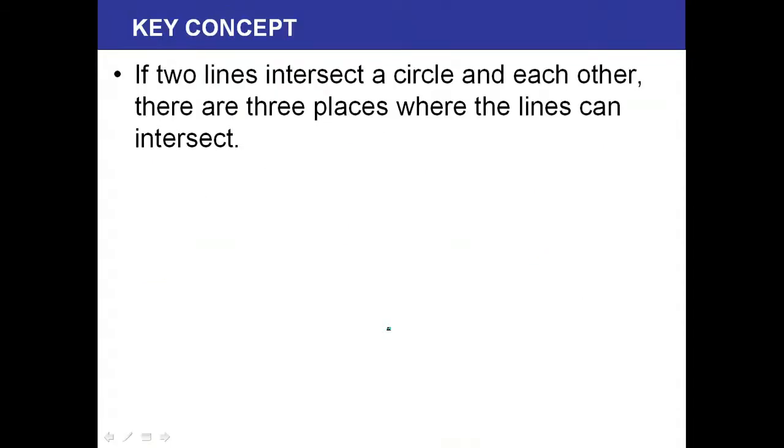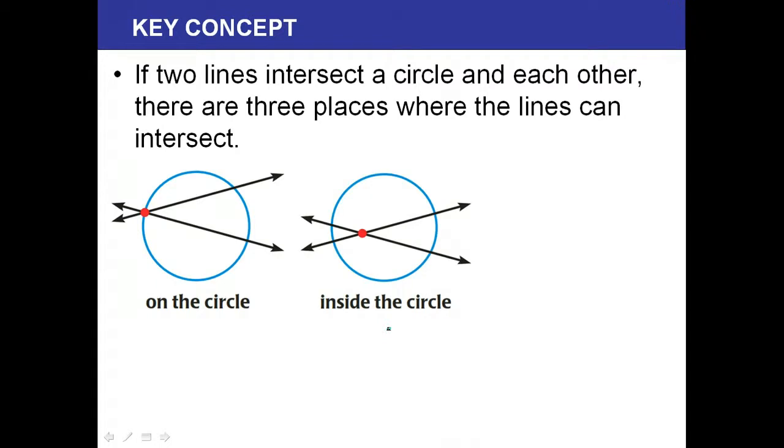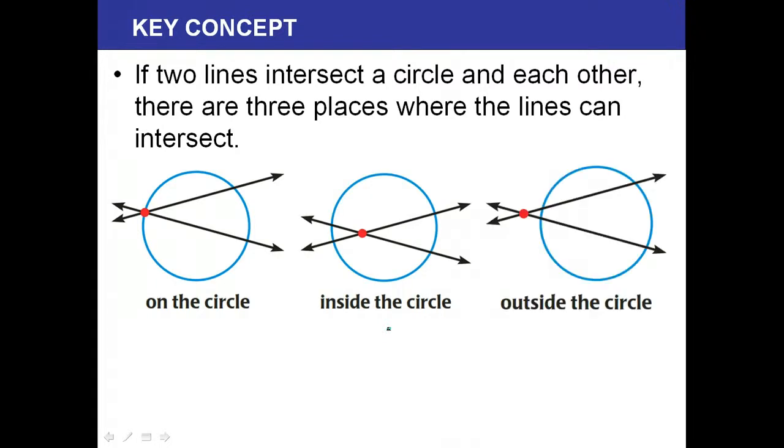If two lines intersect a circle and each other, there are 3 possible places where the lines could intersect. They could intersect right on that circle. If they do intersect on that circle, we already know the relationship between the angle and the arc. The angle will be 1/2 the measure of the intercepted arc, because that's just an inscribed angle. If they meet inside the circle, though, or outside of the circle, that presents us with different situations.